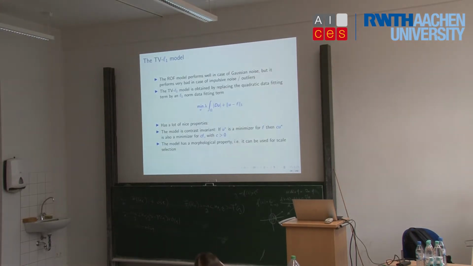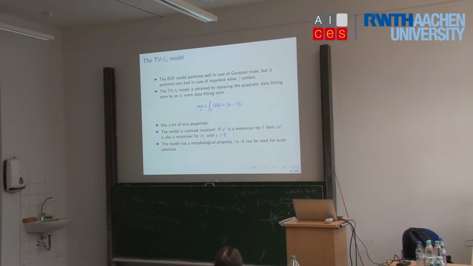Okay, so now I'm talking a little bit about extensions of the ROF model. The ROF model works quite well in case of Gaussian noise, but it performs very badly in case of outlier noise, impulsive noise. Anyone knows salt and pepper noise? Have you ever heard about salt and pepper noise? It is like taking an image, putting salt and pepper on it, which means that randomly some pixels are set to white and some pixels are set to black. Salt is white, black is pepper, obviously.